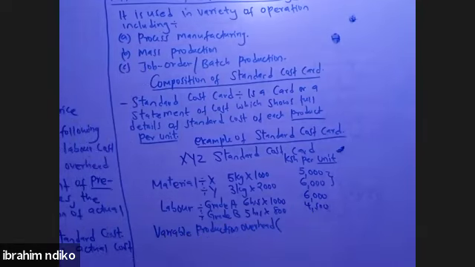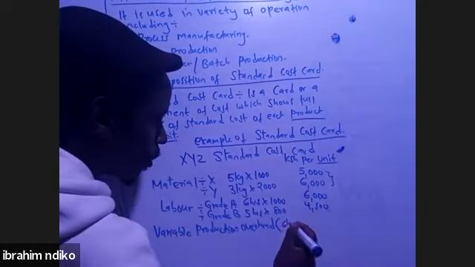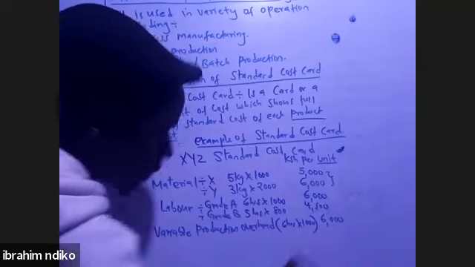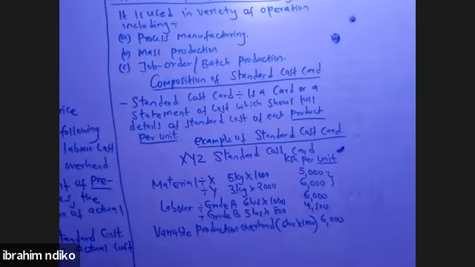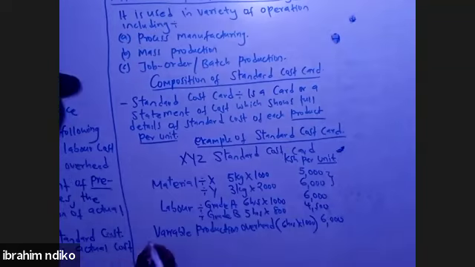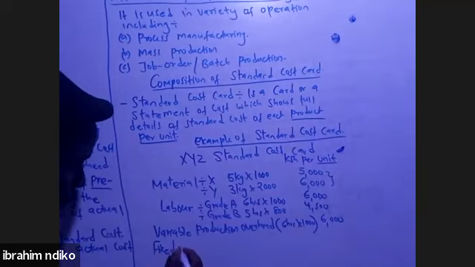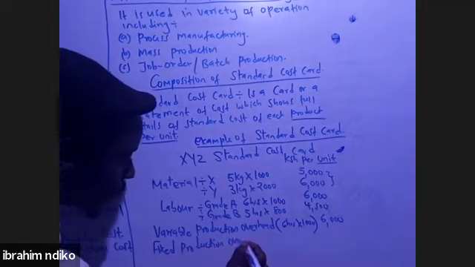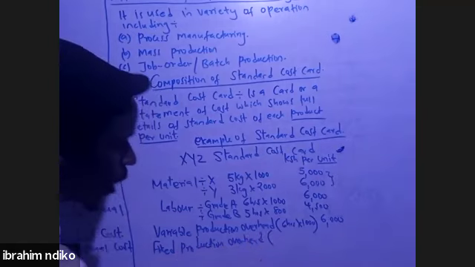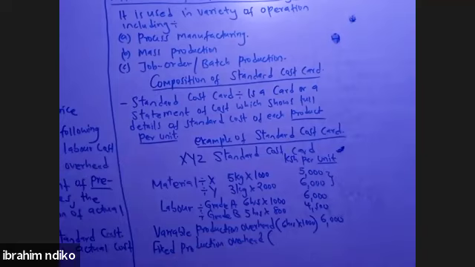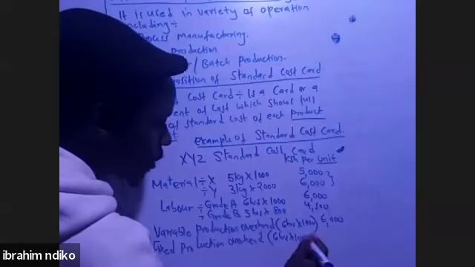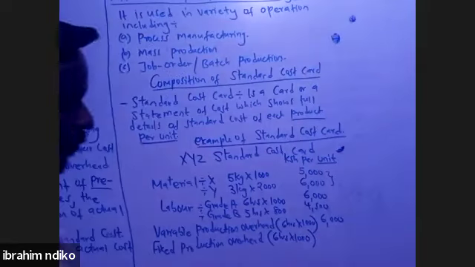And we can also say equal 6 hours at 1,000. So that equals how much? 6,000. Then you can also talk about fixed production overhead. How many hours? This one is hours, but mostly we cannot rely on hours. But we start for now.